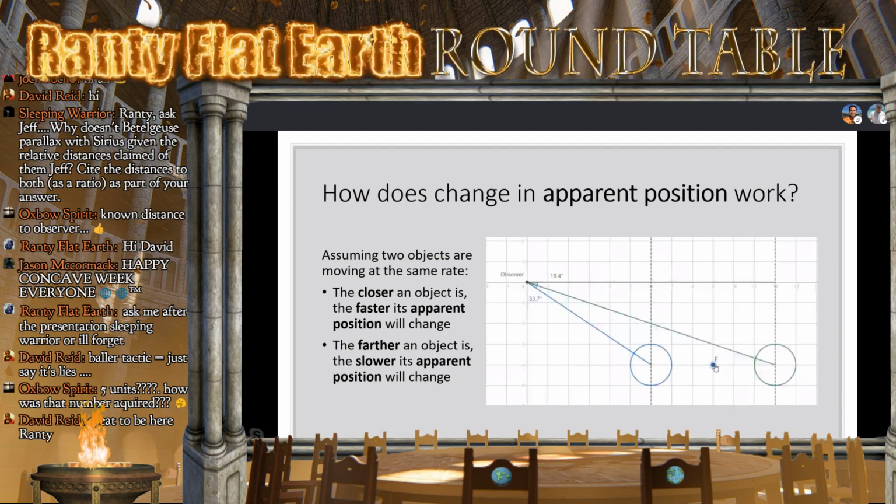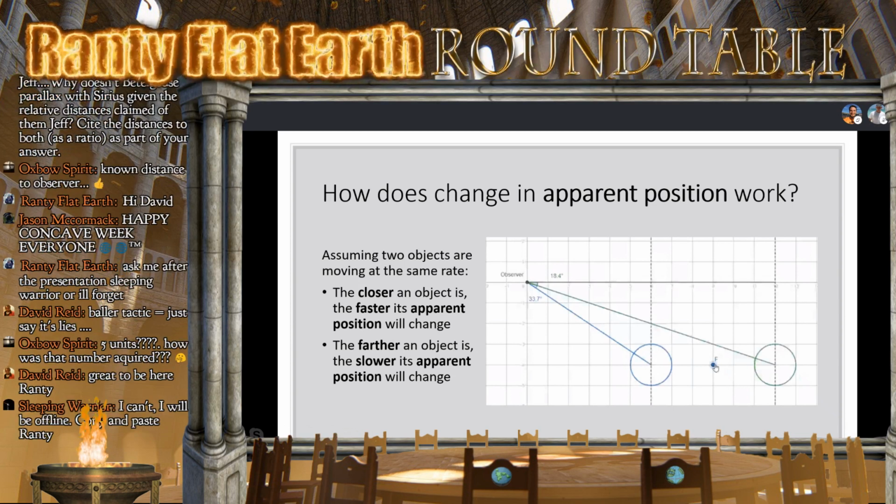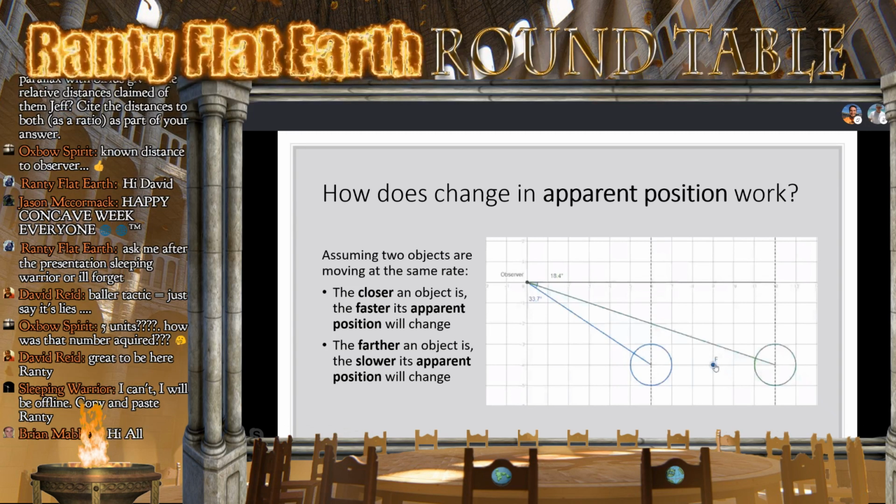How does a change in apparent position work? If you have two objects of the same size at different distances, but they're moving at the same rate, then the closer object will appear to be changing its position faster, and the farther object will appear to be changing its position more slowly. And again, I have a simple animation which shows this.